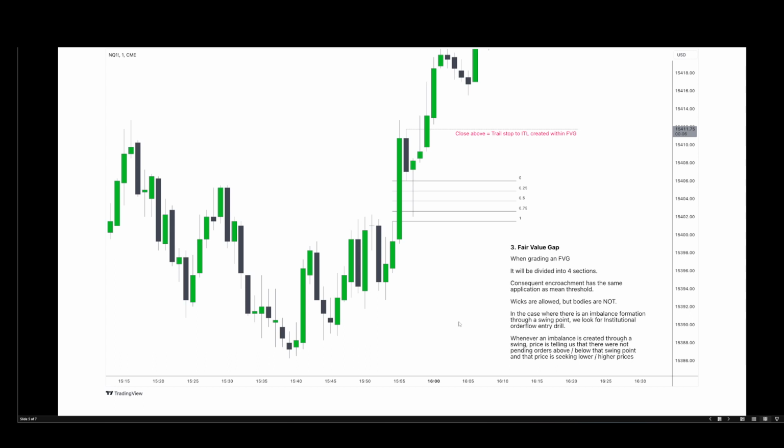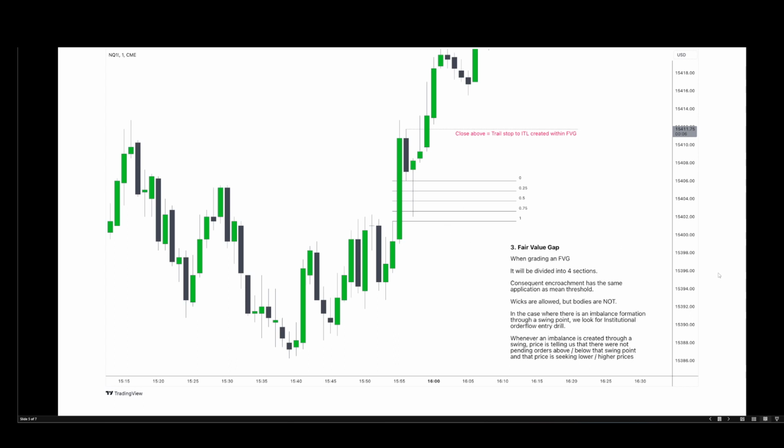So number 3 is going to be the fair value gap. Creating a fair value gap, we're going to divide it into 4 sections. It's going to be 0, 0.25, 0.5, 0.75, and 1. So consequent encroachment is 0.5, as we all know. It has the same application as the mean threshold, and so wicks are allowed, but bodies are not.